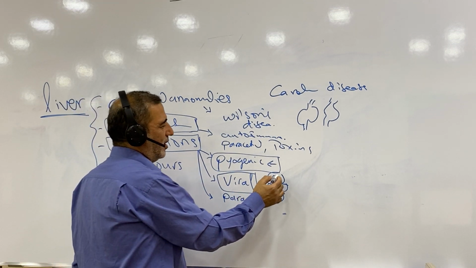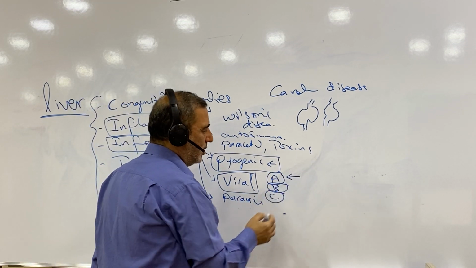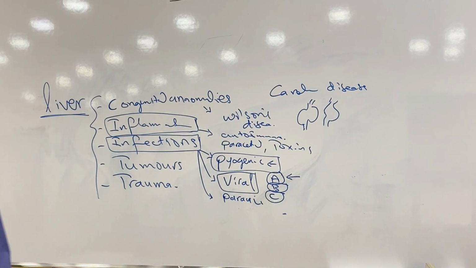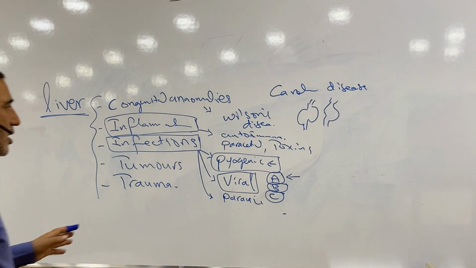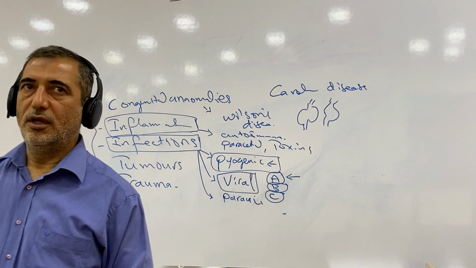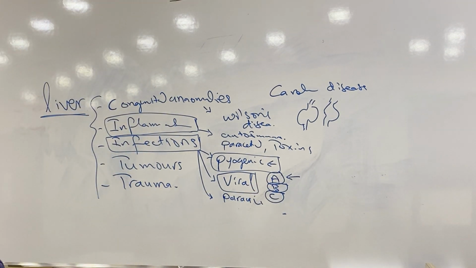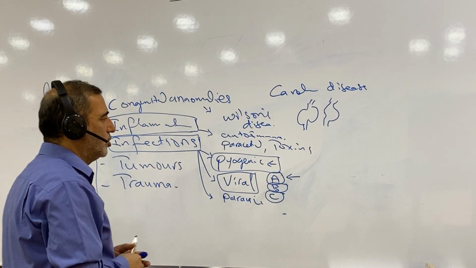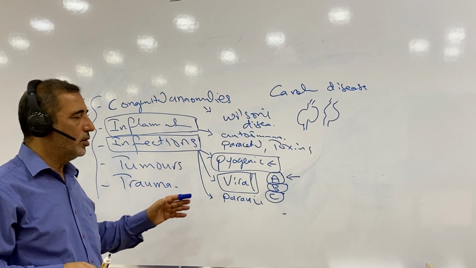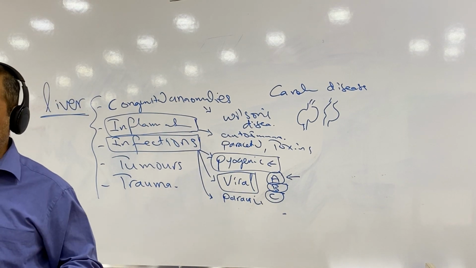So, for example, hepatitis A. Hepatitis A is a self-limiting disease. It's acute hepatitis and it's self-limiting. There is no need for specific treatment. Most of the patients, almost all the patients will recover without any sequelae.